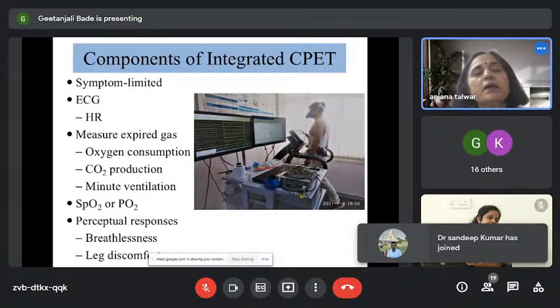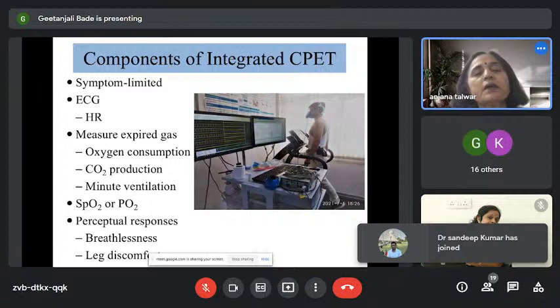So the person is doing the exercise, and after that you assess the lung functions post-exercise to know the increase in the resistance response during the exercise. That is, during the exercise, how much the fall in SpO2 is. Then another use of cardiopulmonary exercise testing is for pulmonary rehabilitation, to know how much exercise intensity is required or prescribed for a patient having any lung disease.